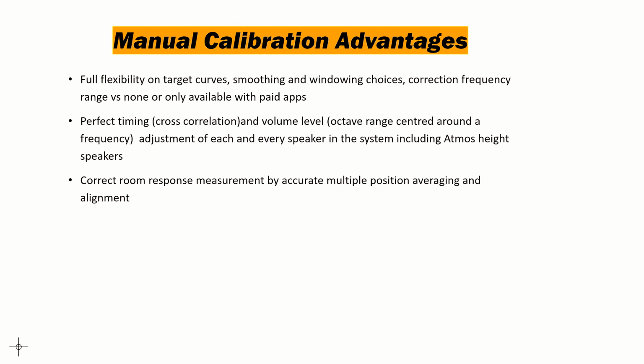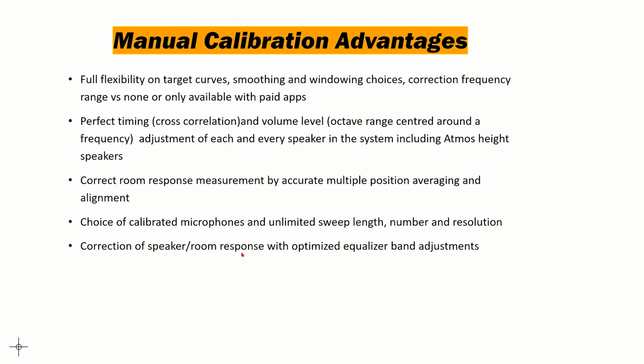We can vector average. Choice of calibrated microphones and unlimited sweep length, number, and resolution. REW can measure 200 sweeps at a time and average them, for example, compared to 8 in MultEQ-32. Correction of speaker room response with optimized equalizer band adjustments. We can see the real response and we can correct it with the equalizer filters that every receiver has, and we can optimize the filters in REW by least squares method.